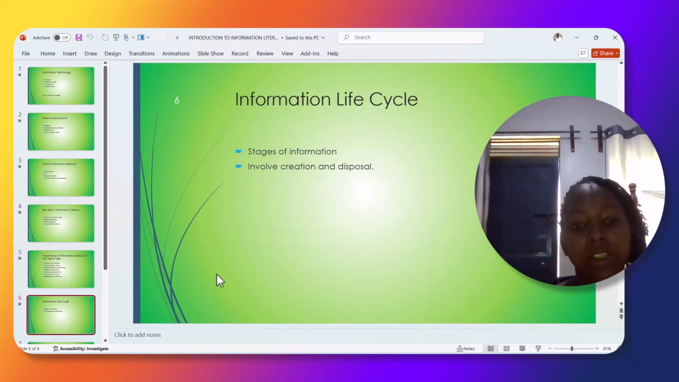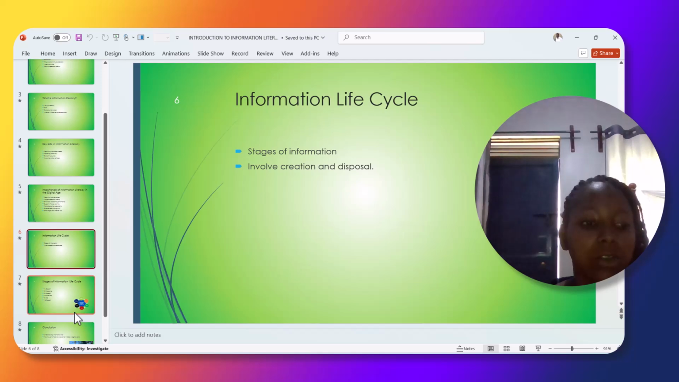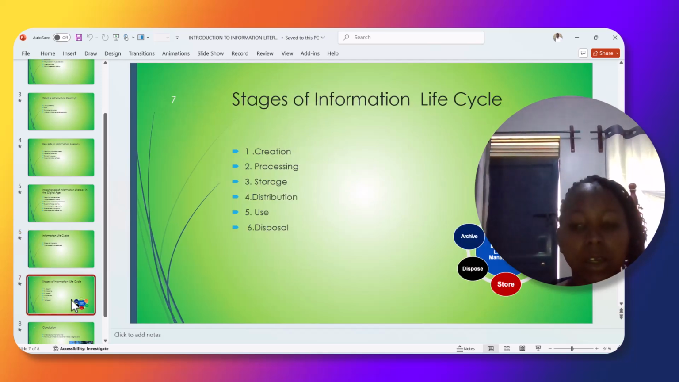Then the information cycle. These are the stages of information that involve creation and disposal. Maybe I can share the illustration of the stages of the information cycle. It involves creation, processing, storage, distribution, use, and disposal.